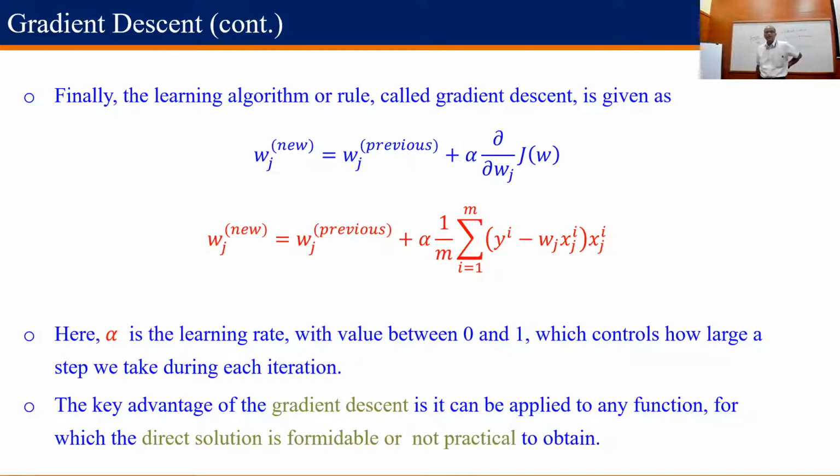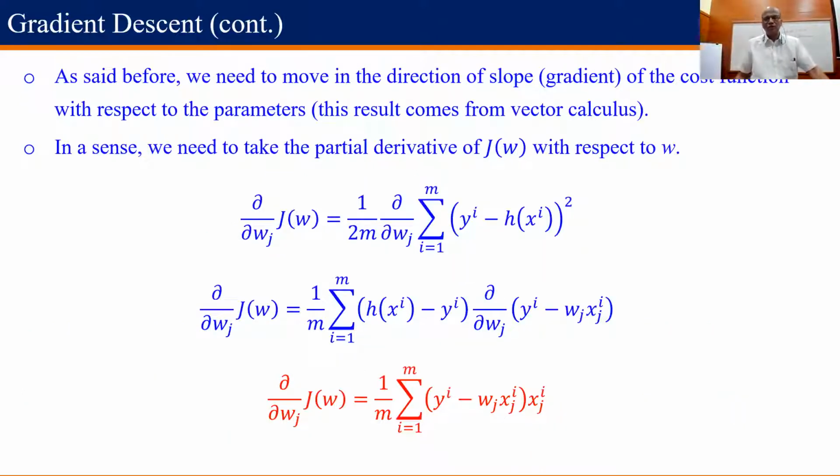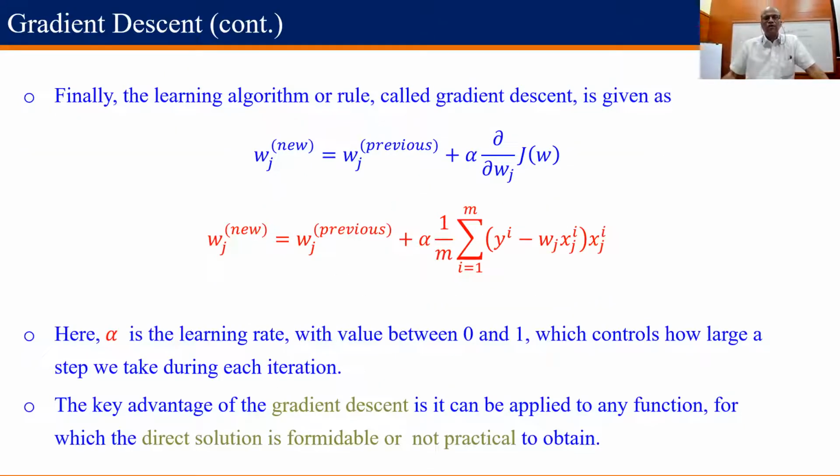So finally, the learning rule will be wj new equals wj previous plus alpha. I will work out a problem on the blackboard. It will become clear to you. So wj new equals wj previous plus alpha into ∂/∂wj of J(w). Now if you do this, you will get that the weight new will be equal to the weight old plus alpha into 1/m, where m is the total number of samples, into sigma of yi minus wj xj^(i) into xj^(i). This is for that particular j.